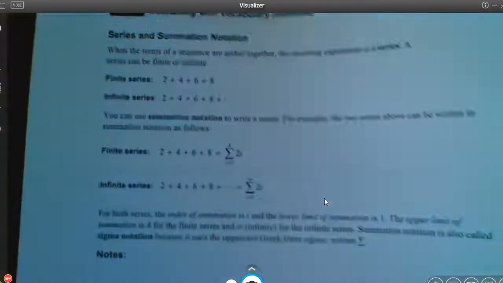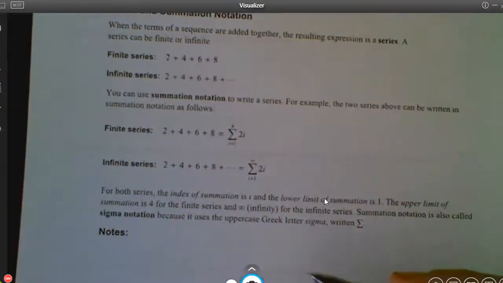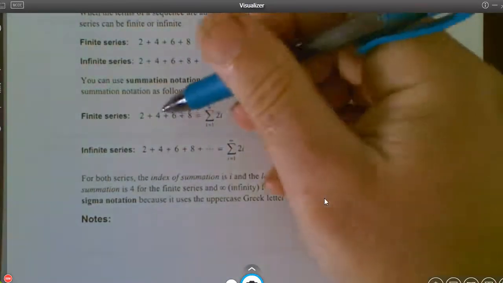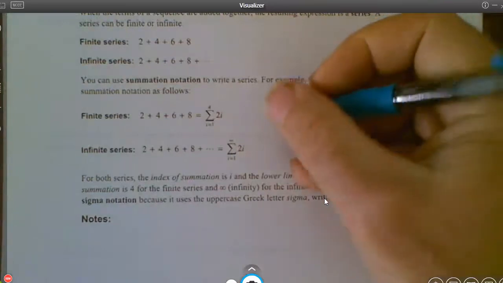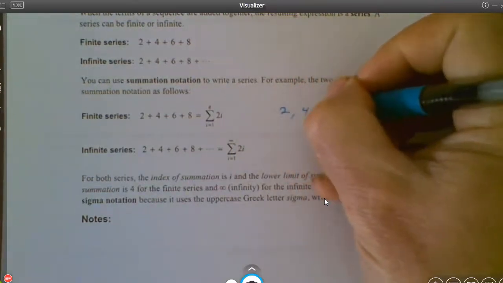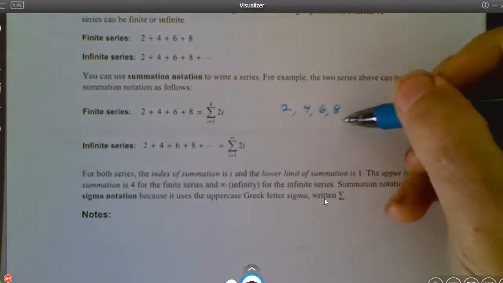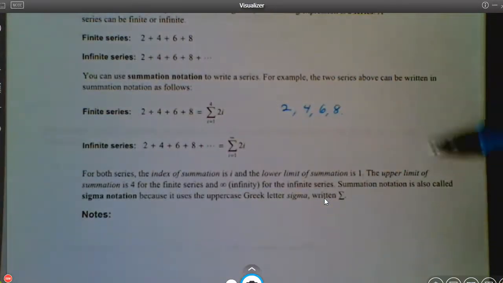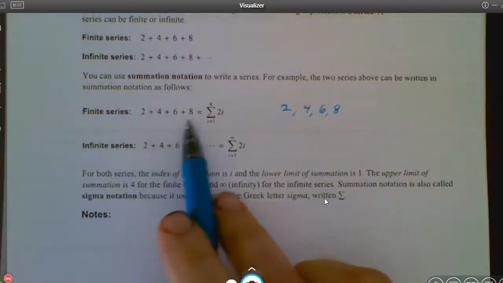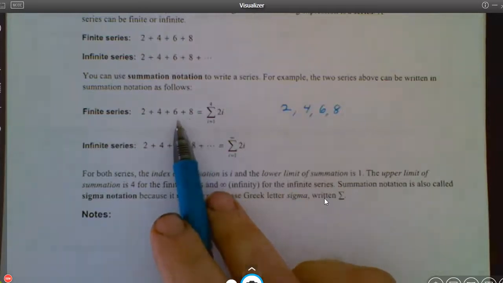If you flip over to the second page, one of the things we deal with is whenever you have the numbers laid out with commas. So if I said 2, 4, 6, 8, whenever you lay them out with commas, this would be called a sequence. If I add all these terms together, like this, then it becomes a series, because now we're actually finding the sum of all those numbers.